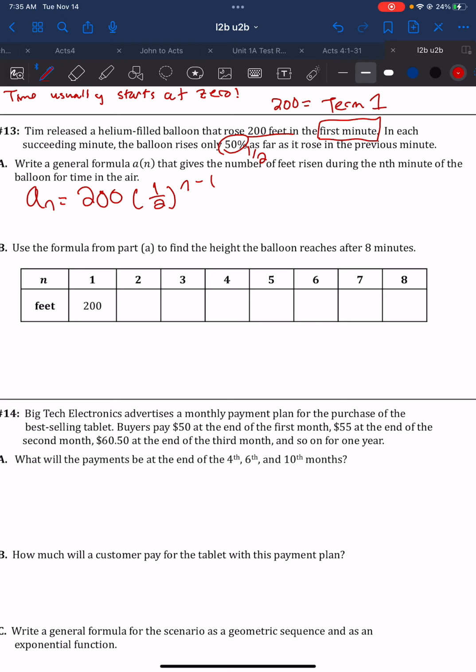And then use the formula in part A to find the height of the balloon it reaches after every 8 minutes. Once again, I could come in here to find A2. I could say A2 equals 200 times 1/2 to the 2 minus 1 and find that that gives me 100. Or I could just say, okay, my ratio here is 1/2. So to go to each one of these, I'm just going to multiply by 1/2. And that gives me 150, 25. Sorry, my brain turned off.